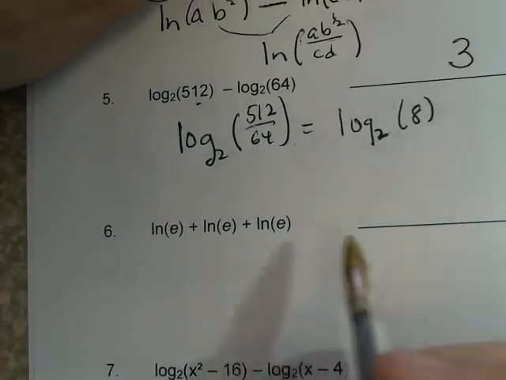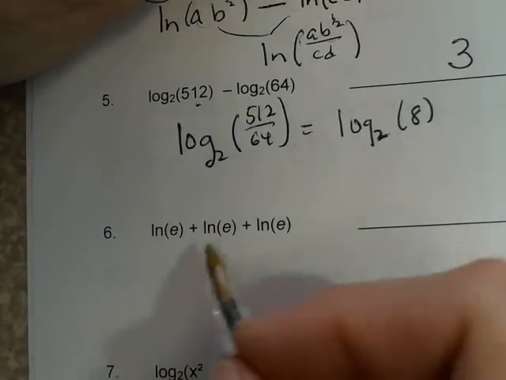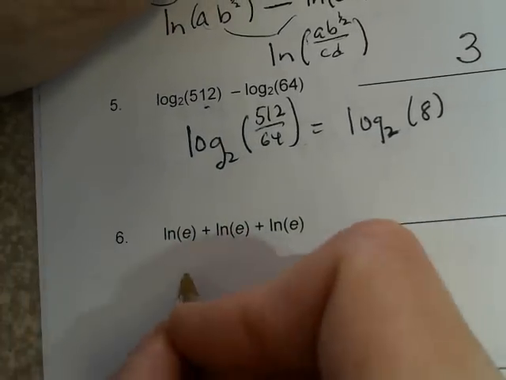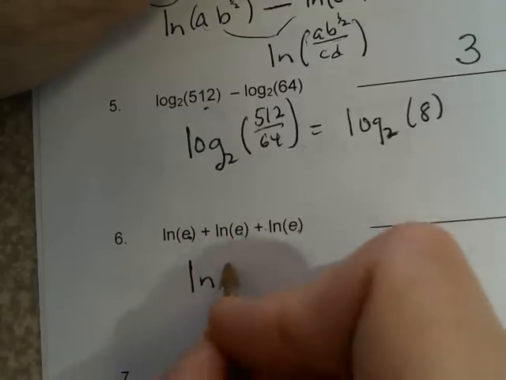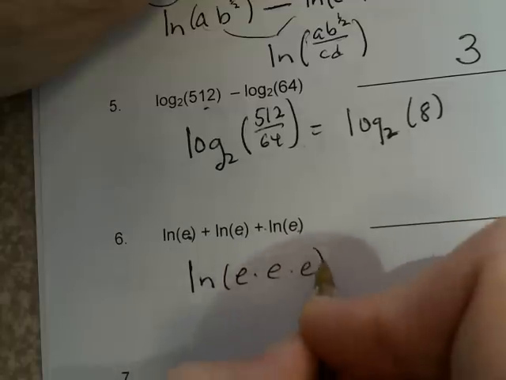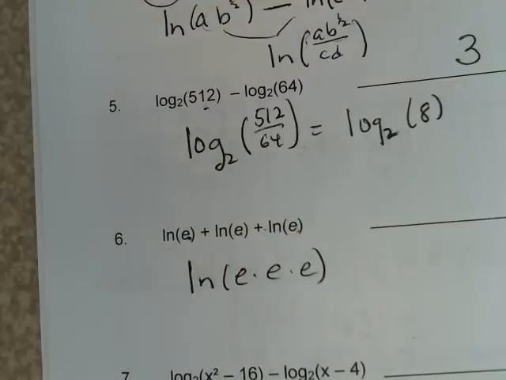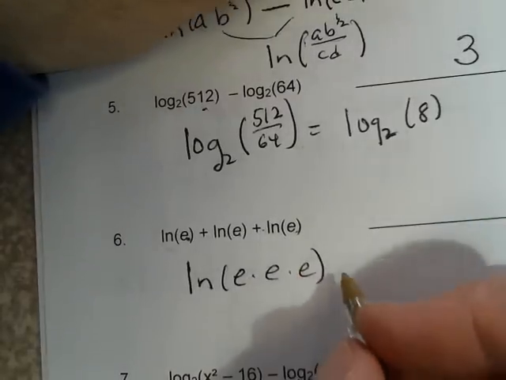The next thing we have is 3 logs separated by plus signs. So 3 logs, if they're both pluses, become 1 log. And this is the log of E times E times E. E times E times E is E cubed.